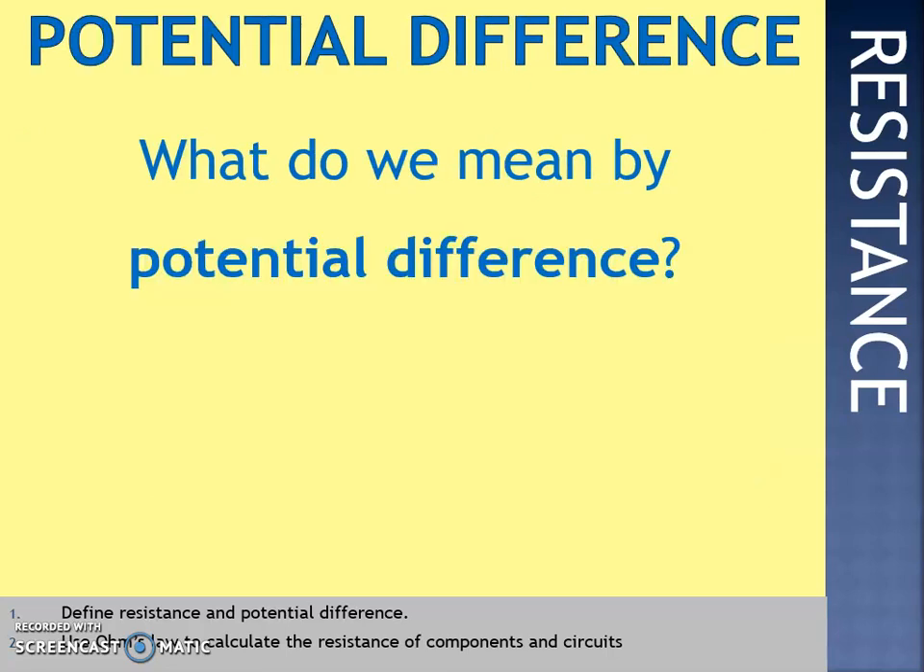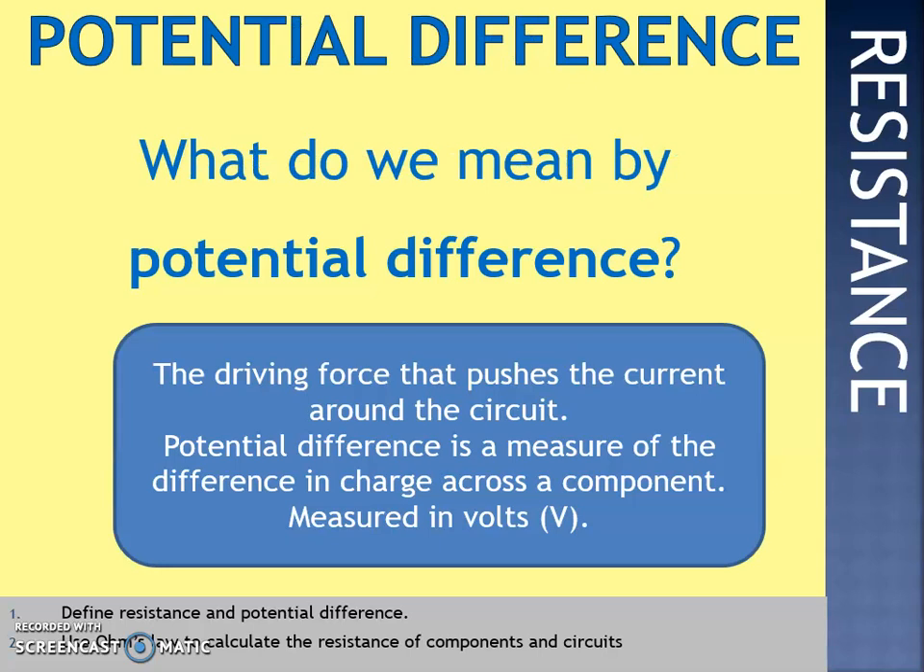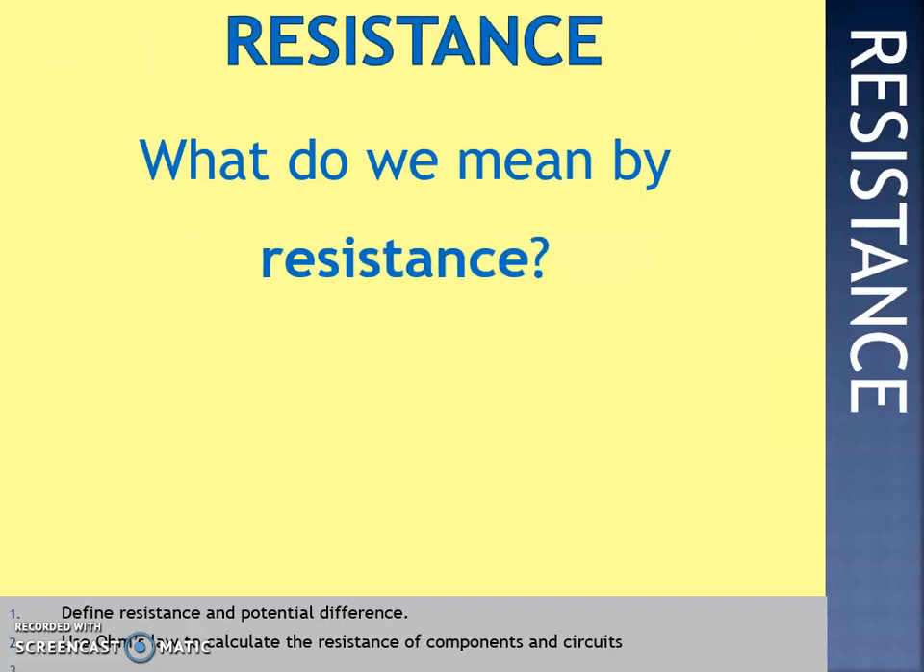Potential difference. What's meant by potential difference? It's the driving force that pushes the current around the circuit, makes it move around. The potential difference is a measure of the difference in charge across a component. So when the charge enters the component, it will use some of that energy to move through there, and as it comes across it will be different at the end than it was at the start. So then we can work out the difference in charge, the energy that's been used, and that's measured in volts.